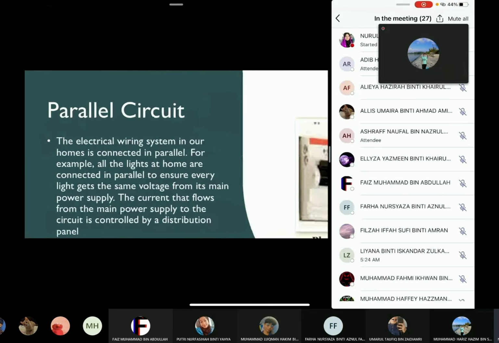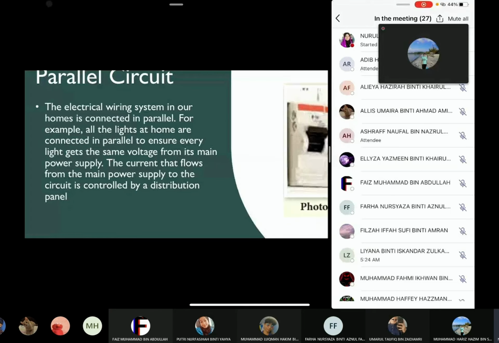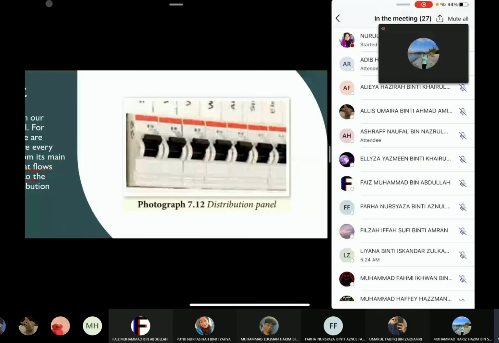So, just to check parallel circuit, the electrical wiring system in our homes is connected in parallel. For example, all the lights at home are connected in parallel to ensure every light gets the same voltage. Okay, and then the current flows from the main power supply to the circuit is controlled by a distribution panel.